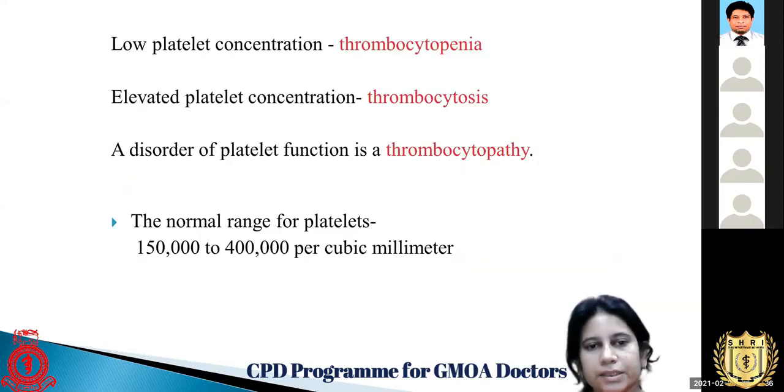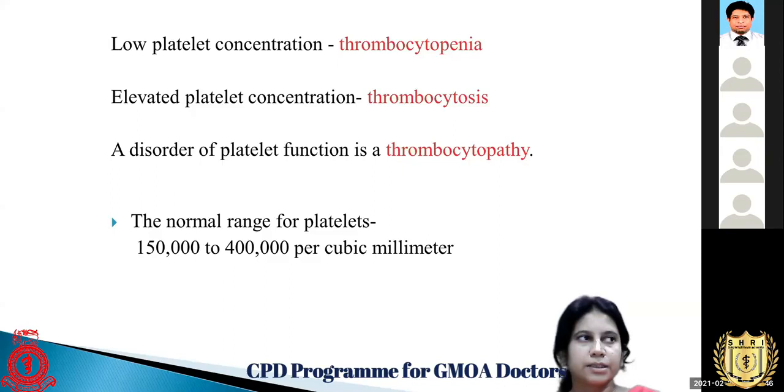Low platelet concentration we call thrombocytopenia, elevated concentration of platelets thrombocytosis, and function abnormality we call thrombocytopathy. So normal range 150,000 to 400,000.